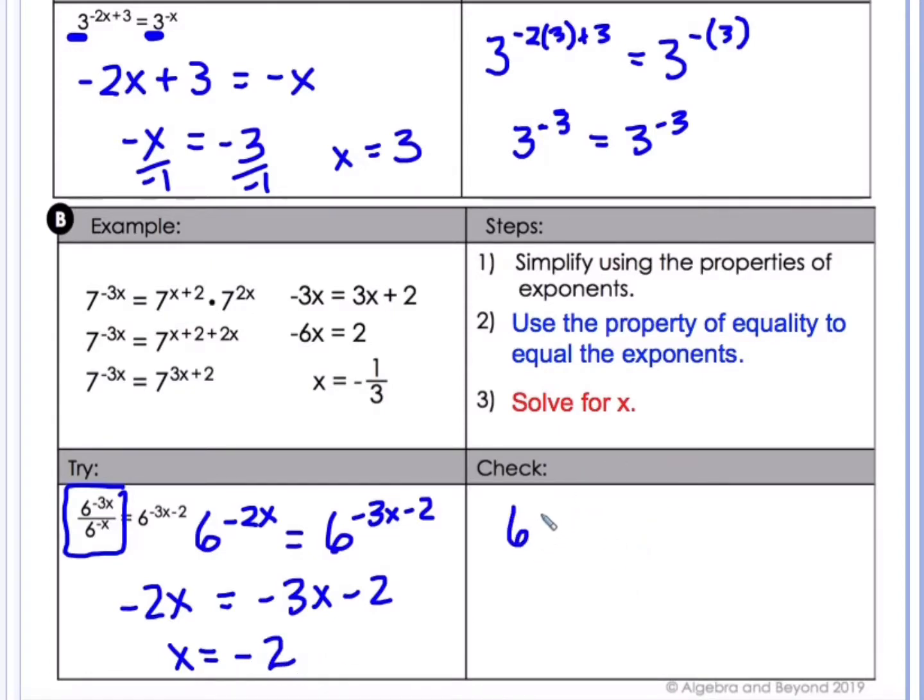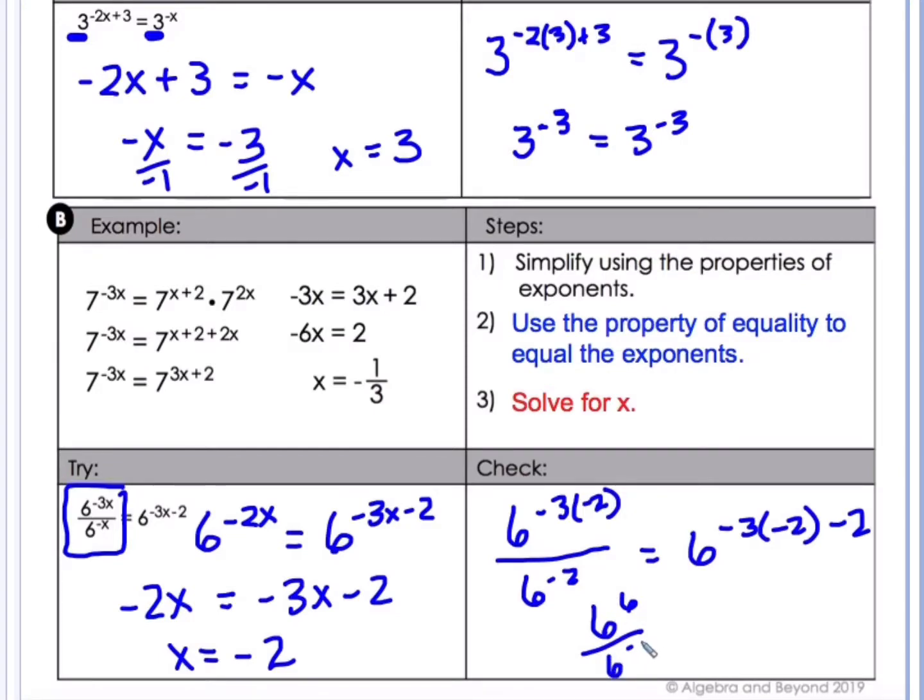So 6 to the negative 3 times negative 2 power divided by 6 to the negative 2 power equals 6 to the negative 3 times negative 2 minus 2. And I will end up with 6 to the 6th power divided by 6 to the negative 2 power equals 6 to the 4th. Oops, this is not negative 2 power. This is negative 2.